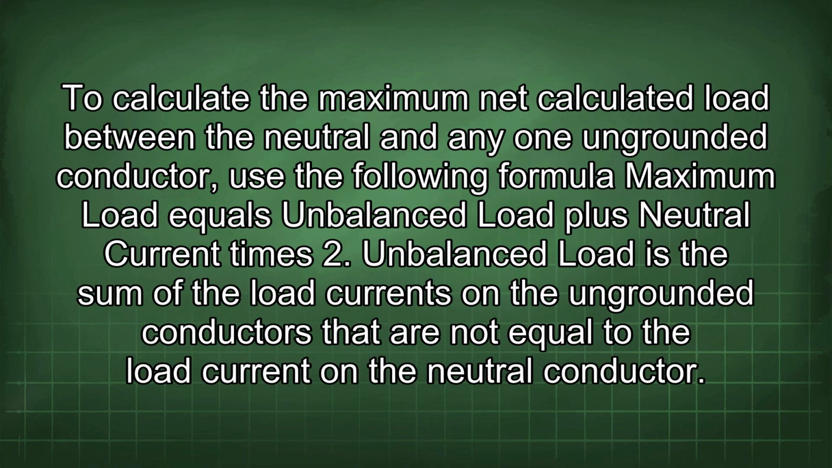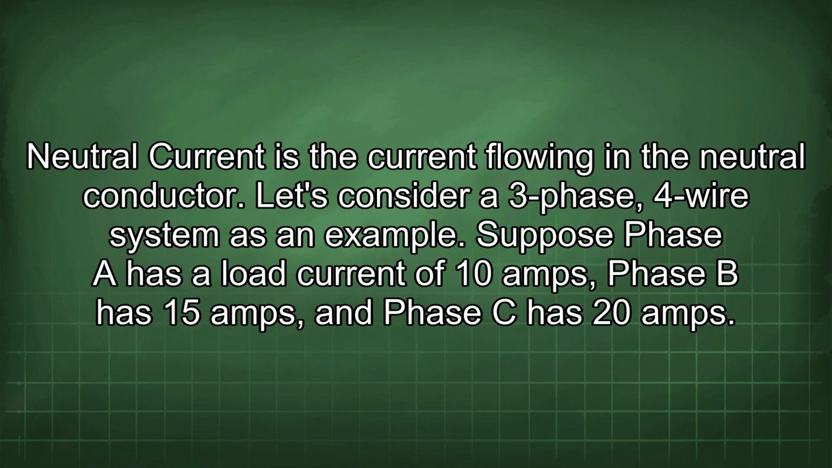To calculate the maximum net calculated load between the neutral and any one ungrounded conductor, use the following formula: maximum load equals unbalanced load plus neutral current times 2. Unbalanced load is the sum of the load currents on the ungrounded conductors that are not equal to the load current on the neutral conductor. Neutral current is the current flowing in the neutral conductor.